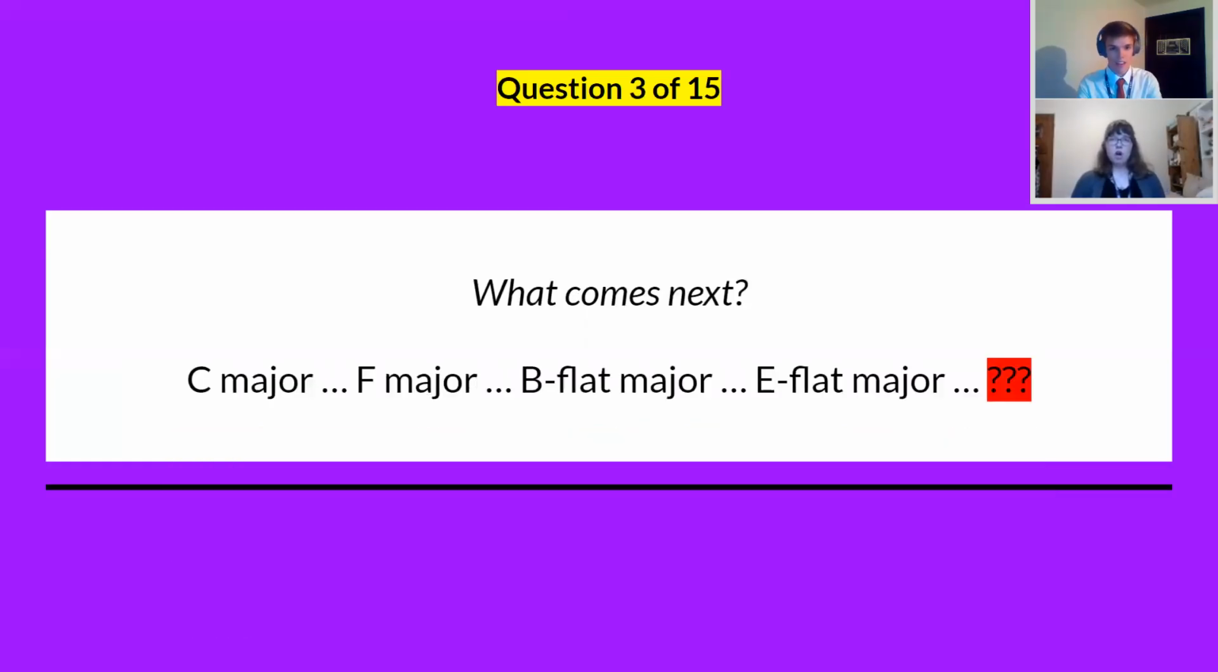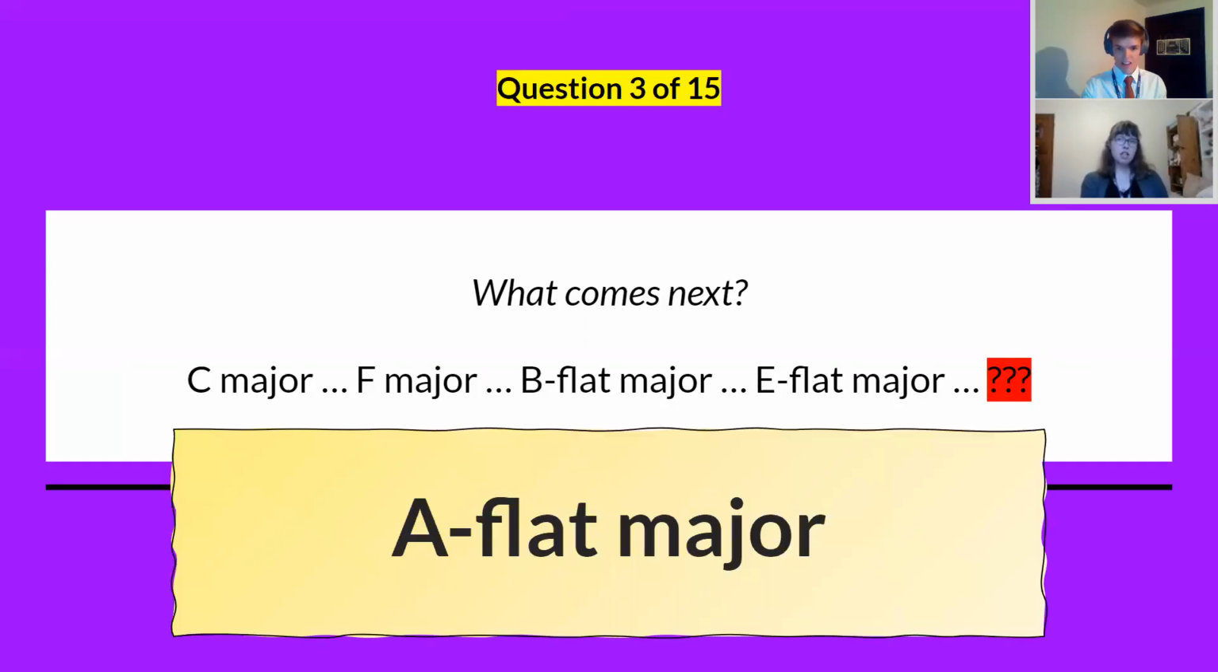Question number 3, what comes next in the sequence? So we've got C major, F major, B flat major, E flat major. It's going to be A flat major because we're going backwards through the circle of fifths. So each time we're going down a fifth and adding a flat. So C major has no flats, F major has 1, B flat has 2, E flat has 3, and A flat has 4. So well done if you got that and spotted that sequence.